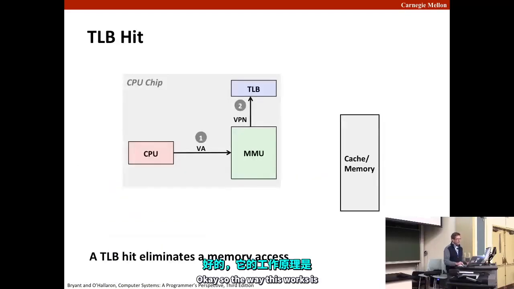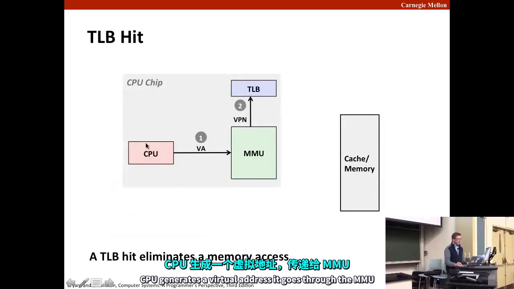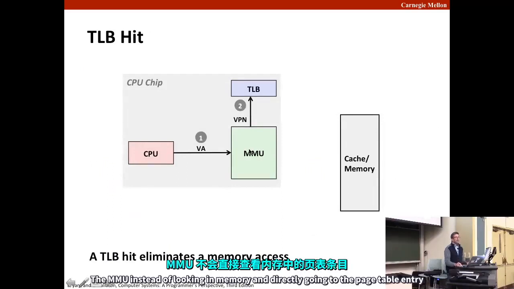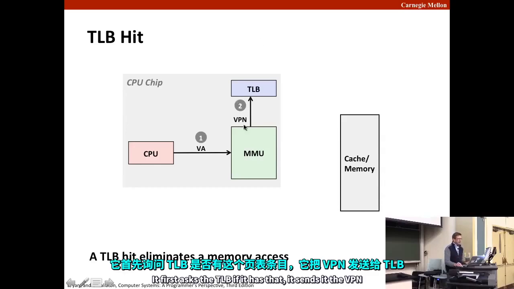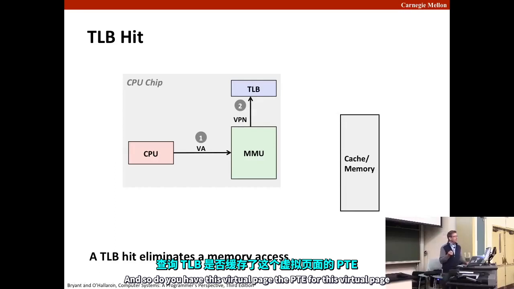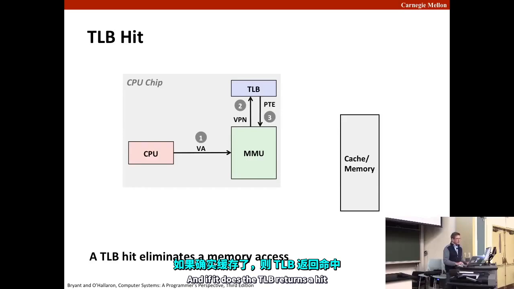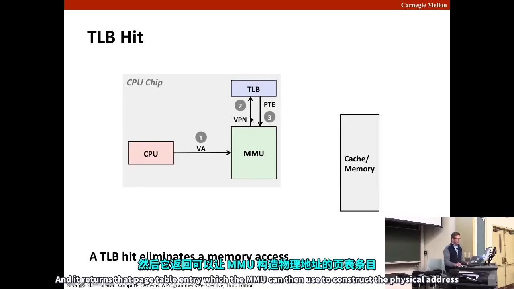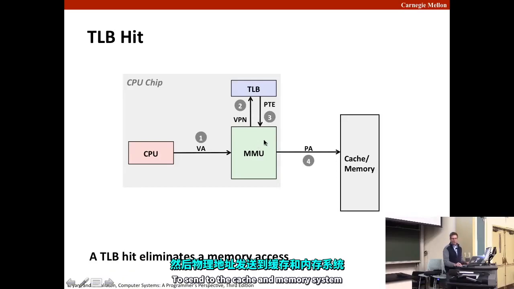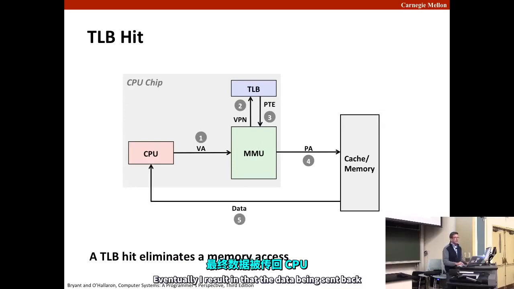Okay, so the way this works is the CPU generates a virtual address. It goes through the MMU. The MMU, instead of looking in memory and directly going to the page table entry, first asks the TLB if it has that. It sends it the VPN and says, do you have the PTE for this virtual page? And if it does, the TLB returns a hit, and it returns that page table entry, which the MMU can then use to construct the physical address to send to the cache and memory system. Eventually, that results in the data being sent back.